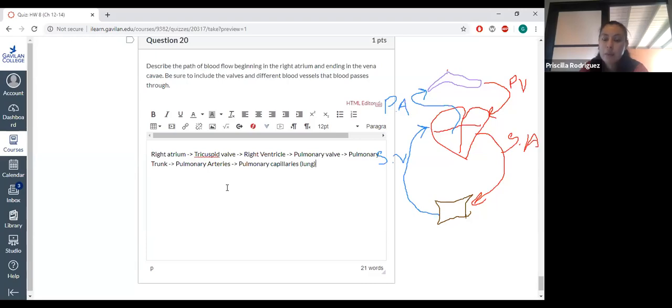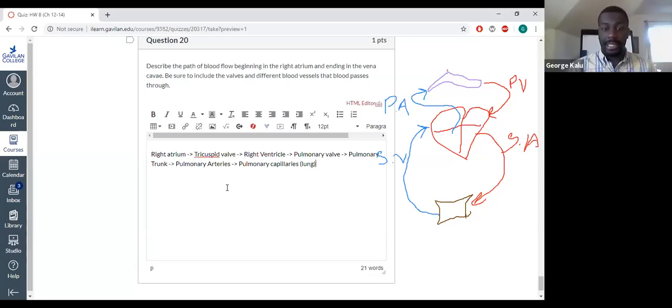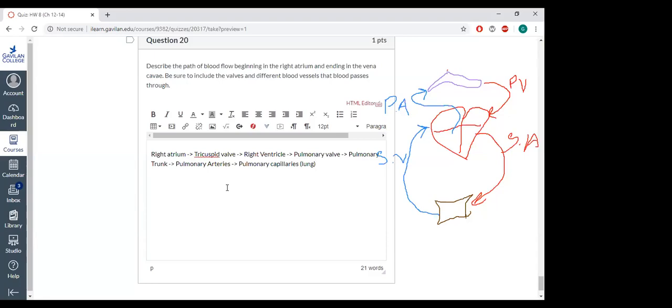Yeah. So what's going to happen here is the pulmonary arteries, which will have lots of carbon dioxide in them, are going to start depositing carbon dioxide into the lungs, and then they're going to start picking up oxygen, right? Which is oxygen that we just breathed in.